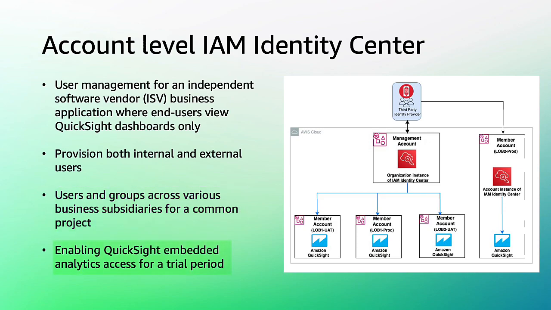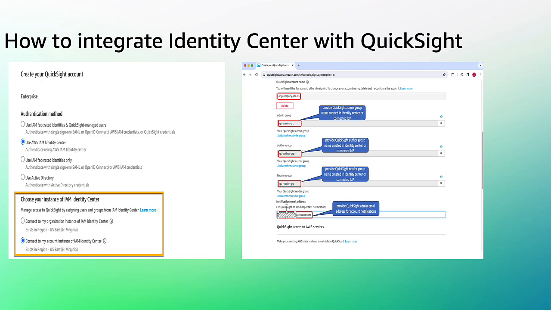Fourth scenario, when you have transient users, you have to provision, authorize, and deprovision multiple users from organizations requesting access to the QuickSight embedded dashboard for a trial period for your application. Now, as we have discussed the organizational instance of IAM Identity Center and the account instance, and how you can leverage QuickSight integration, let's see the process of integrating QuickSight with IAM Identity Center.